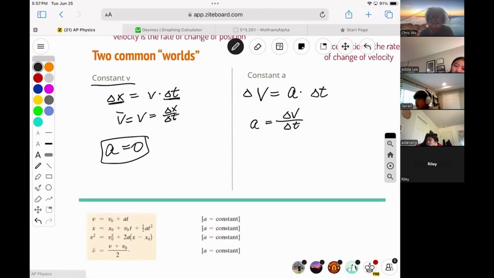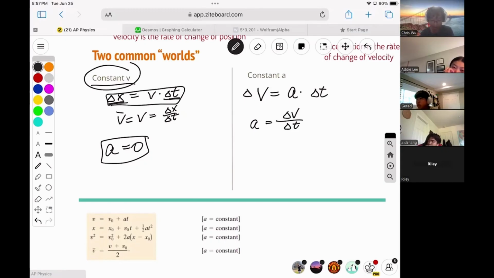In the constant a world, we are going to have much more complex equations, and these equations you need to commit to your memory. As for constant v, the equation is literally just this one. That's it.